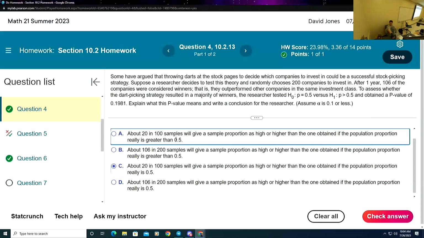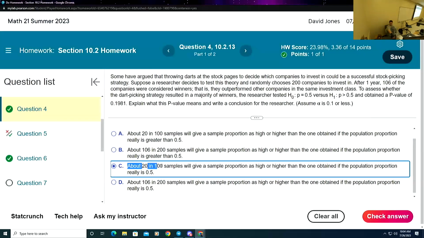So A says if the population proportion really is greater than 0.5, that's not H naught, that's HA. We don't want HA, we want H naught. C says about 20 in 100 samples will give a sample proportion as high or higher than the one obtained if the population proportion really is 0.5. That matches up with our H naught, and that matches up with our 20% from our p-value. So that's the one we want.